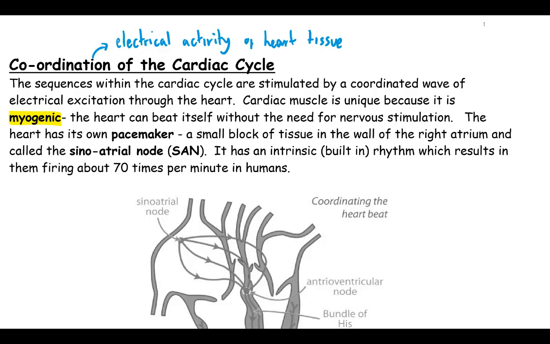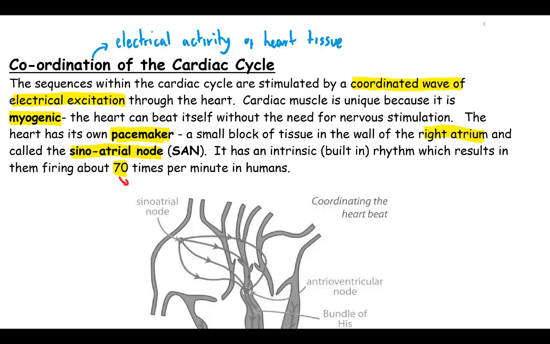So, for the cardiac cycle to take place, diastole followed by atrial systole followed by ventricular systole, a coordinated wave of electrical activity or excitation has to pass through the heart. It's myogenic because it can produce this electrical stimulation itself. And the heart has its own pacemaker, which is a small block of tissue in the wall of the right atrium, and it's called the sinoatrial node, or just the SA node. And it has an intrinsic rhythm built in, which results in it firing about 70 times per minute in humans.